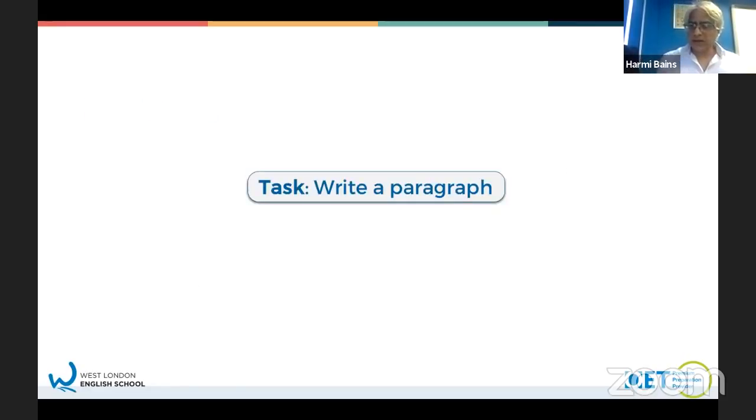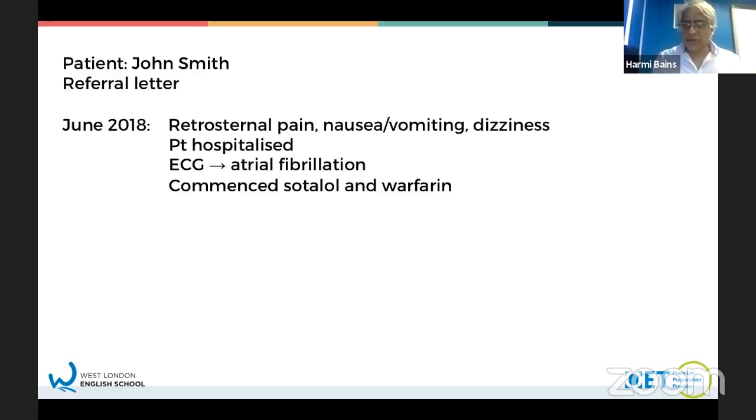So we're going to do a quick task, and hopefully you've got a pen and some paper with you. I'm going to show you some case notes, and you've got a minute to put the case notes together and write a logical paragraph. Just think how you're going to order the information. You might want to make 2 or 3 sentences, or you might just want to do 2. It doesn't really matter. There's lots of different ways to write it, as long as it's well organized. So here are your case notes. The patient is John Smith. This is a referral letter. And you can see the case notes here.